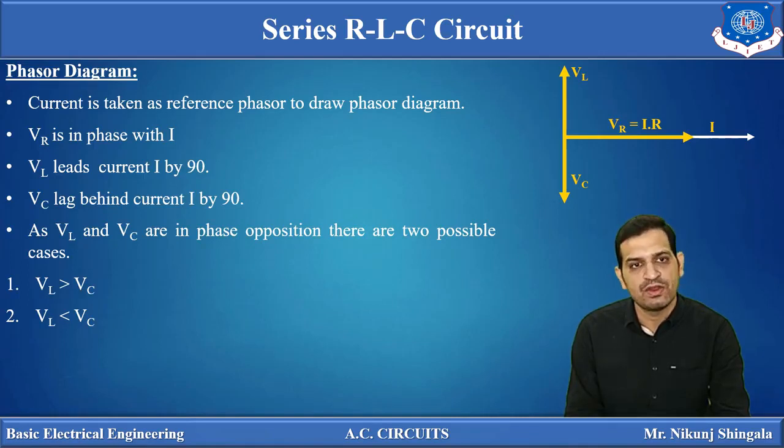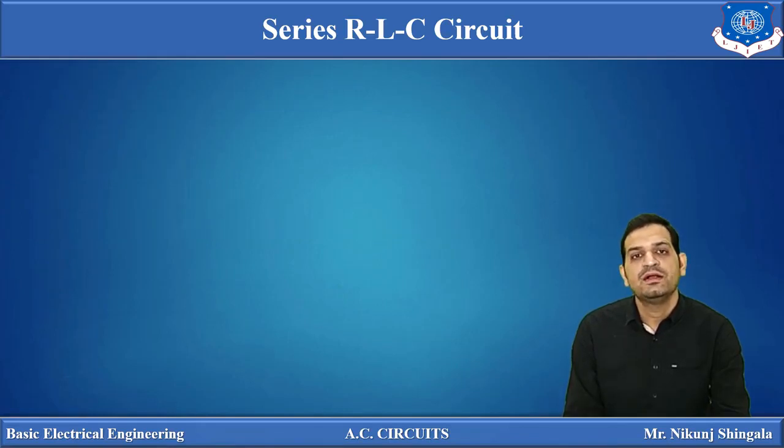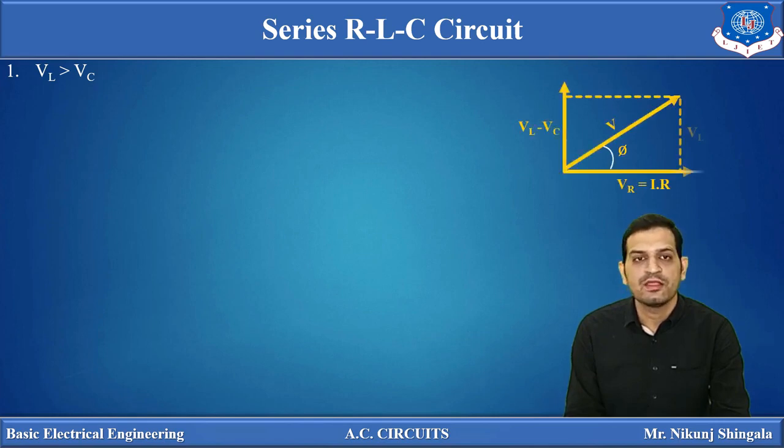Now, if VL is greater than VC, the phasor diagram will be different. If VL is less than VC, the phasor diagram will be different. So let us take them one by one. Let us first take VL greater than VC. In this particular case, I am going to discuss what the behavior of the circuit will be.